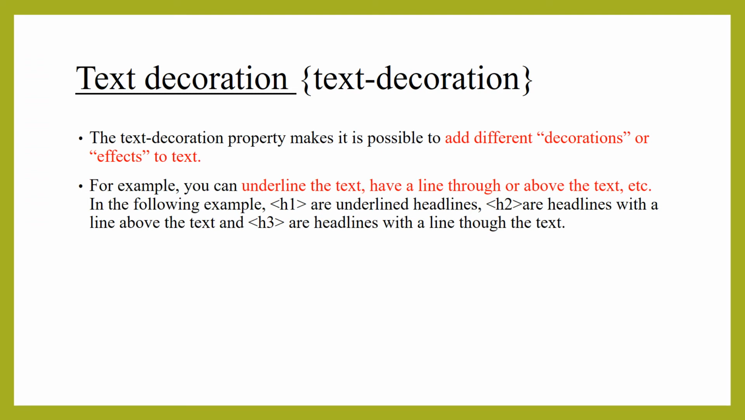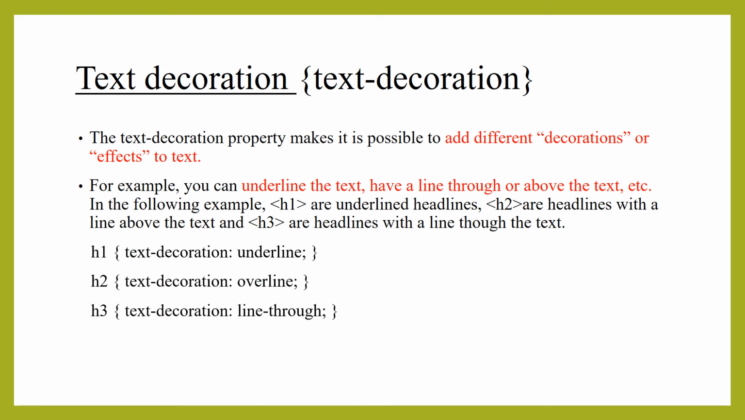Text decoration. The text decoration property makes it possible to add different decorations or effects to text. For example, we can underline the text, have a line through or above the text, etc. In the following example, H1 tags are underlined headlines, H2 tags are headlines with a line above the text, and H3 tags are headlines with a line through the text.